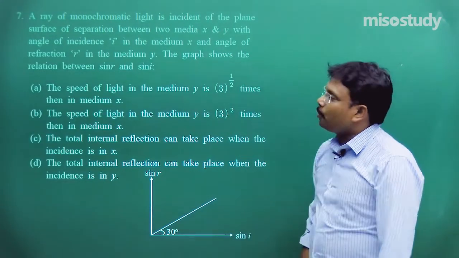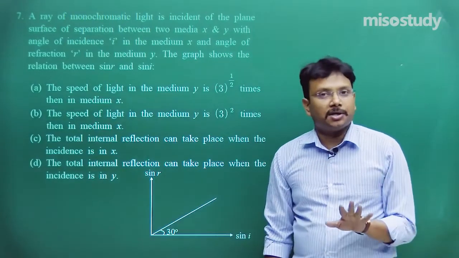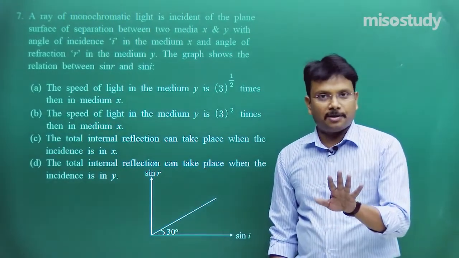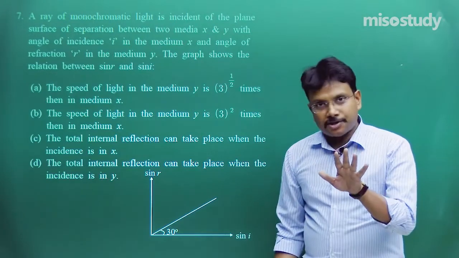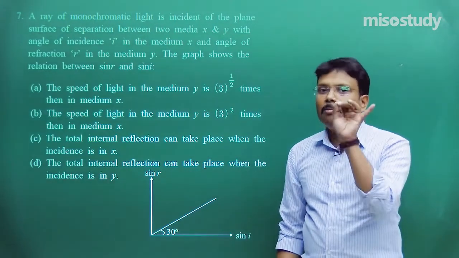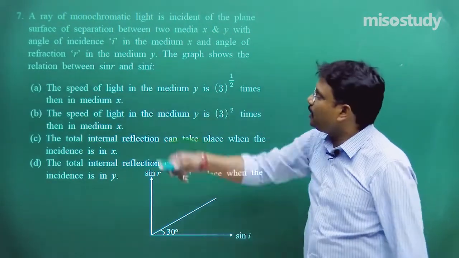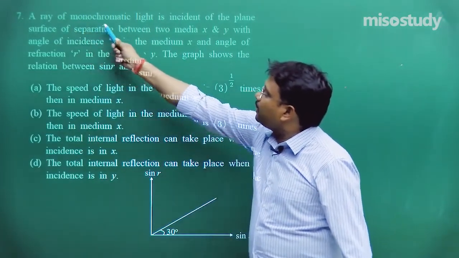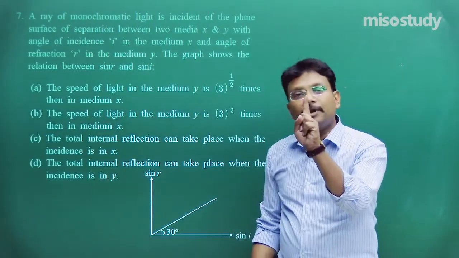A ray of monochromatic light. Whenever you are reading a question, I repeatedly explain this aspect: please try to mark important aspects. Over here, monochromatic means only one wavelength applied.